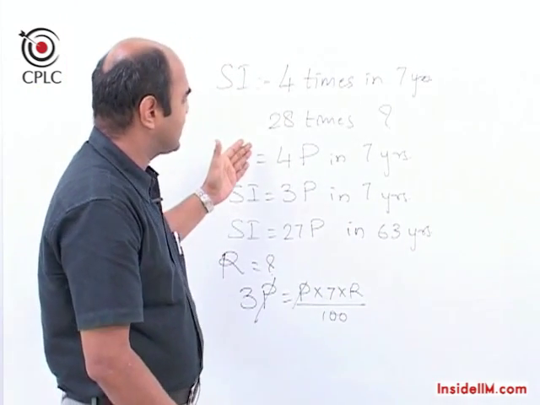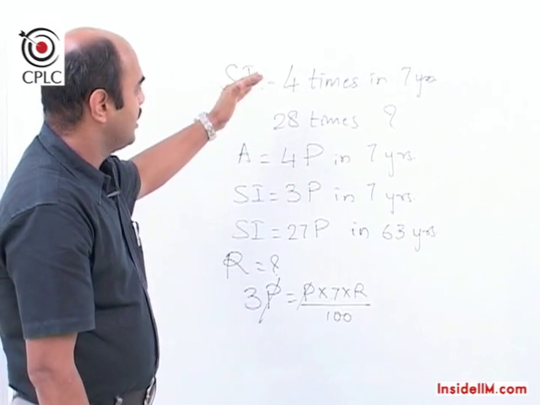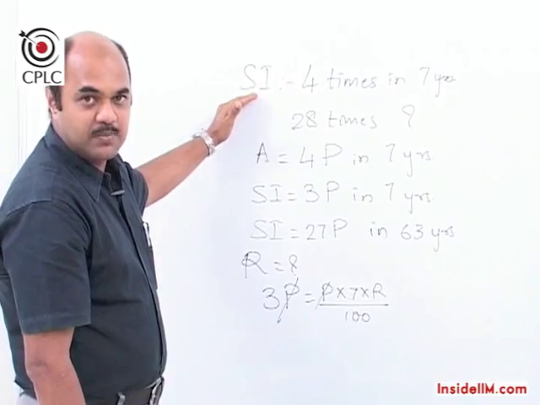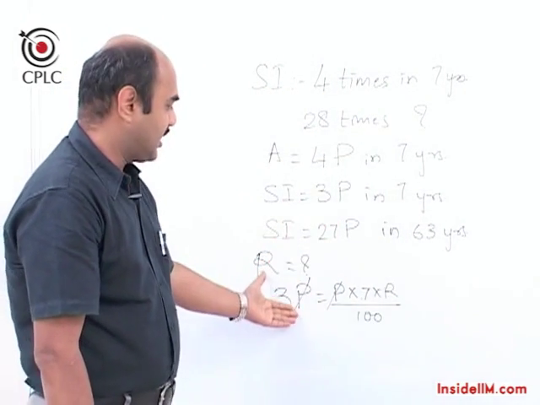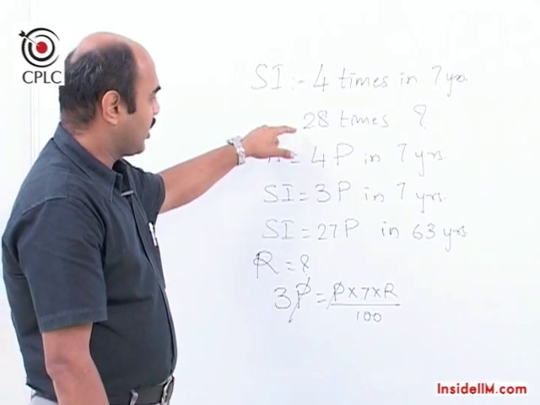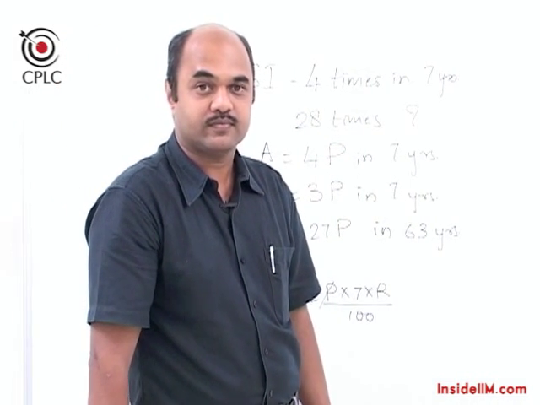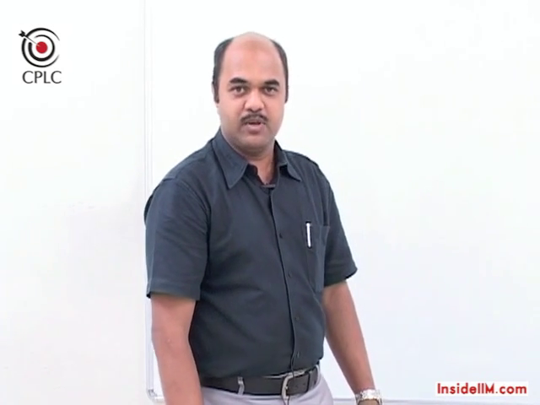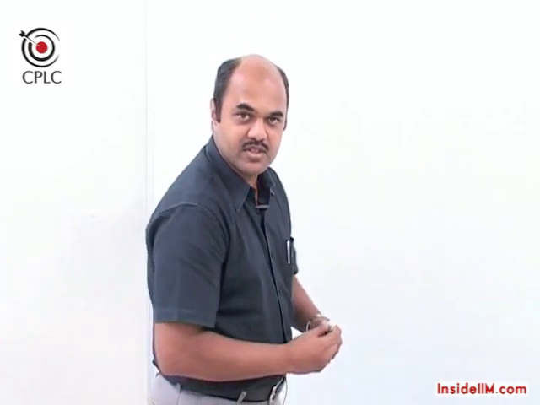So there are 2 kinds of examples which can be asked on this one single concept: a sum of money at simple interest becomes 4 times in 7 years, so how much is the rate of interest, or for it to become 28 times, how many years are required? We've already seen an example of a sum of money becoming 4 times in 7 years in a simple interest situation. Now let's see what happens if it's a compound interest situation.